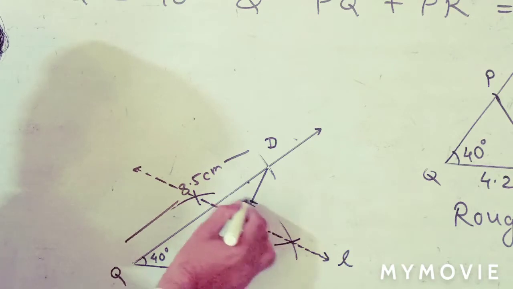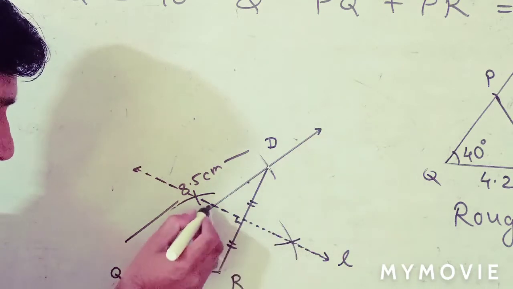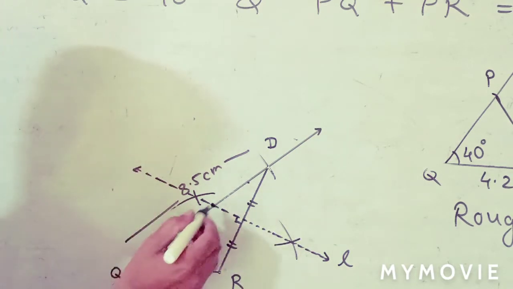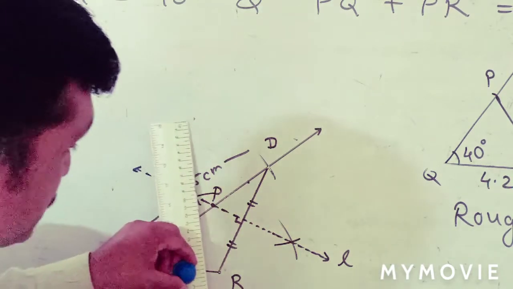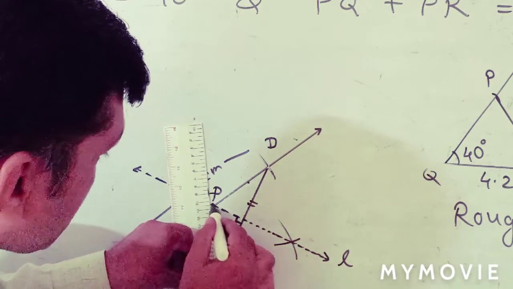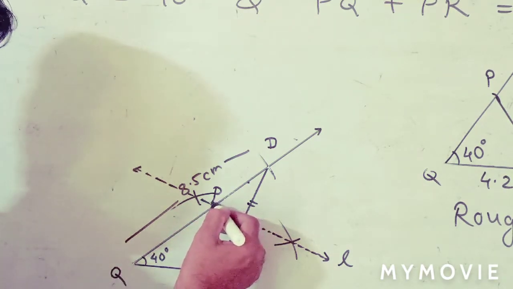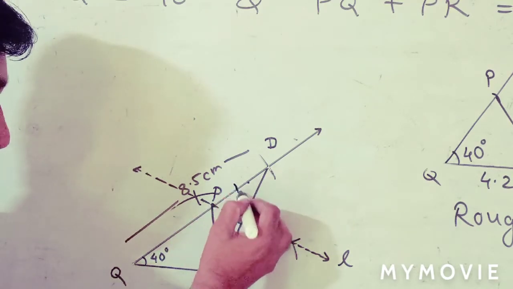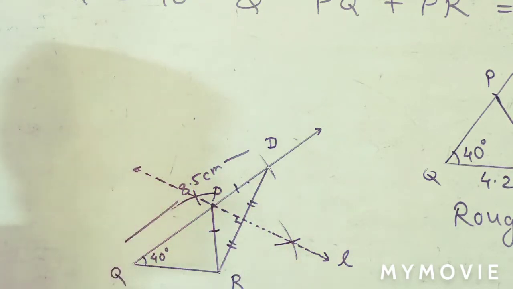Perpendicular means 90 degrees, bisector means identical marks. The intersection of the perpendicular bisector and ray QD, give it the name P, the third vertex of the triangle. This is point P, and the last step of the required figure is to join PR. Join PR. In this way, triangle PQR is the required triangle we got. But one more thing, PD and PR are equal, congruent. That's why we have to give identical marks here also. Segment PD is congruent to segment PR. In this way, we constructed triangle PQR with the given measures.